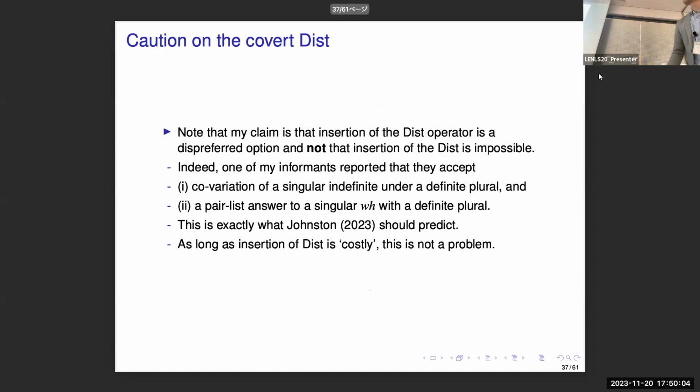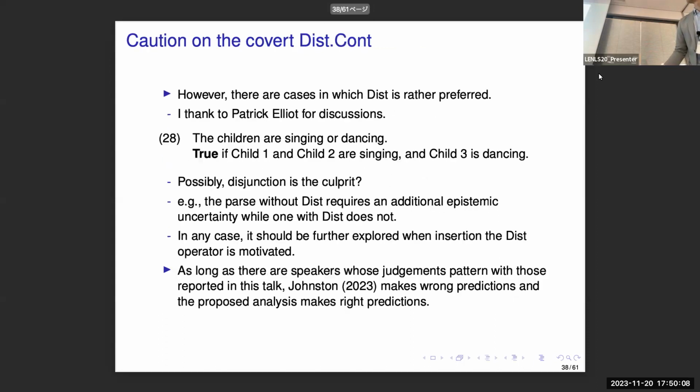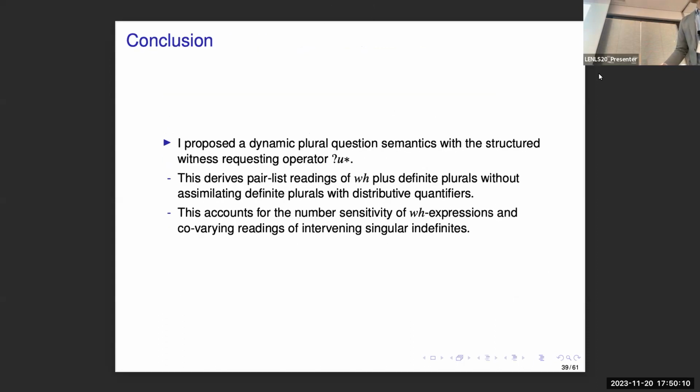Okay, fine. Almost done. In short, you can derive a pairless answer without having distributivity there. And that is good if you can't get a cooperation reading of a singular indefinite between infinite plurals and WH.